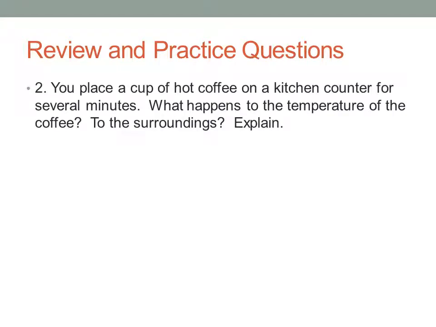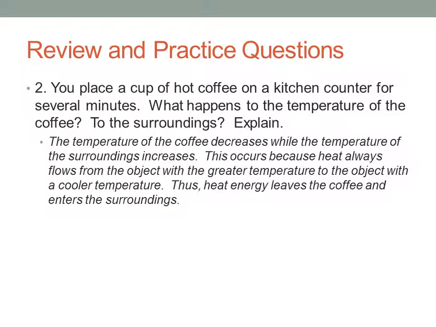Question 2. You place a cup of hot coffee on a kitchen counter for several minutes. What happens to the temperature of the coffee? To the surroundings? Explain. The temperature of the coffee is going to decrease while the temperature of the surroundings would increase. This is going to occur because heat will always flow from the object with the greater temperature, in this case the coffee, to the object with the cooler temperature, in this case the surroundings. That could be the air around it, the coffee cup itself, maybe your hand that's holding the coffee cup. So the heat is always leaving the coffee and it's entering the surroundings, so that's why the temperatures change as they do.